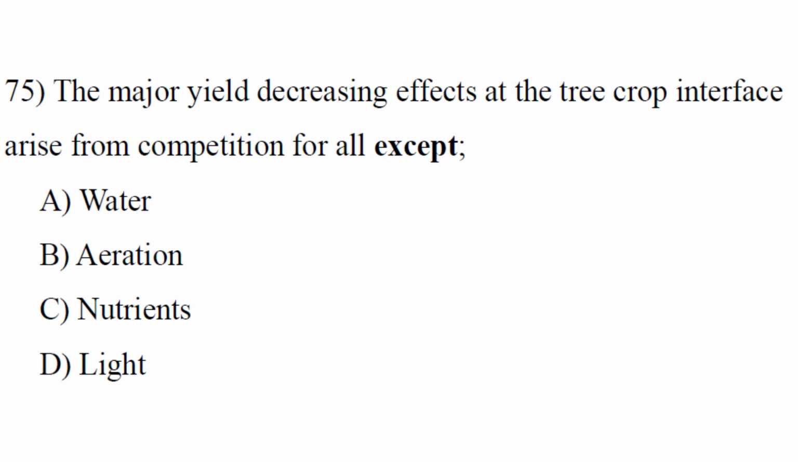75. The major yield decreasing effects at the tree-crop interface arise from competition for all except A. Water. B. Aeration. C. Nutrients. D. Light. Answer: B. Aeration.